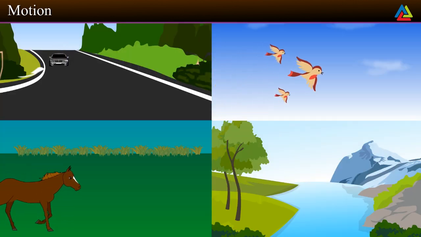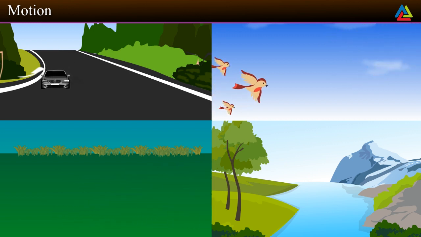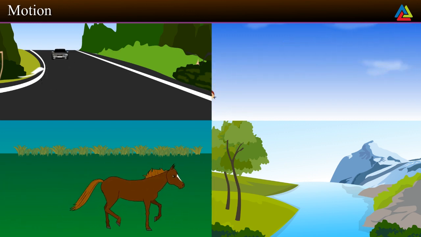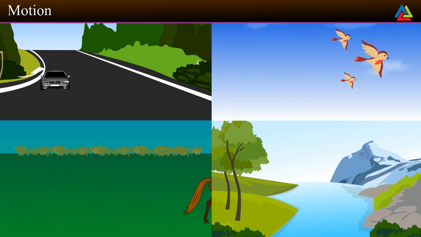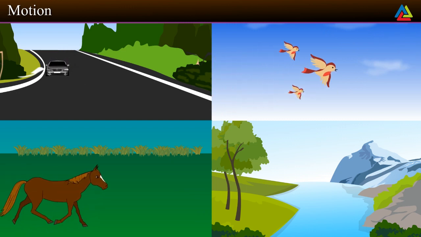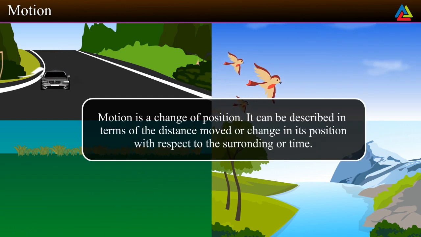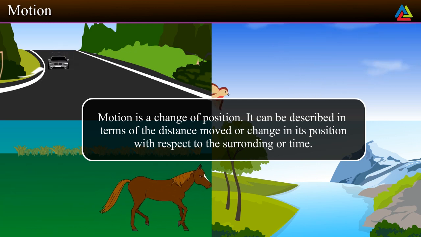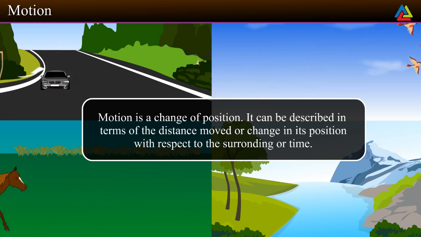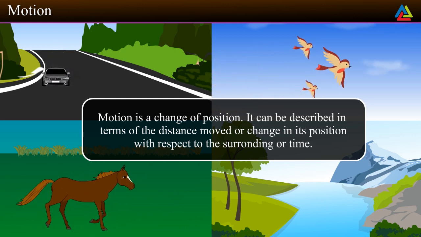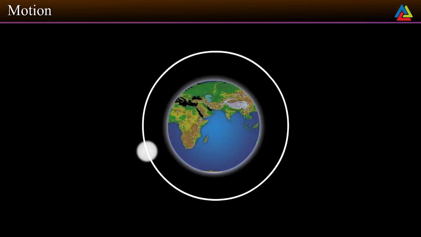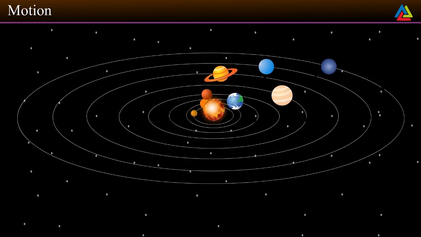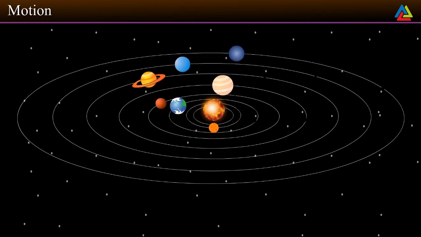In our everyday life, we see a lot of motions around us, like moving car, flying birds, galloping horse, and flowing river. These are all examples of various motions. Motion is a change of position. It can be described in terms of the distance moved or change in its position with respect to the surrounding or time. Moon makes the motion around the Earth in its orbit. All the planets move around the Sun in their fixed orbits.